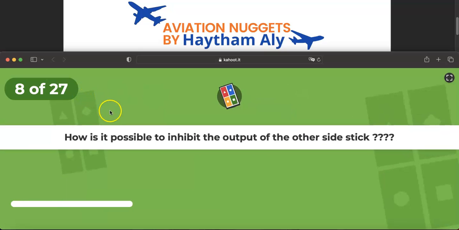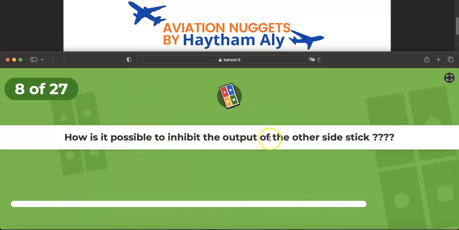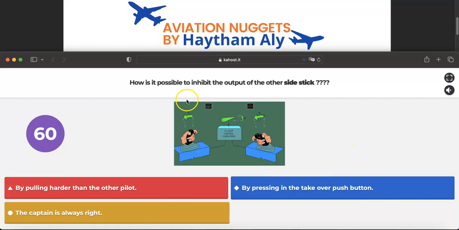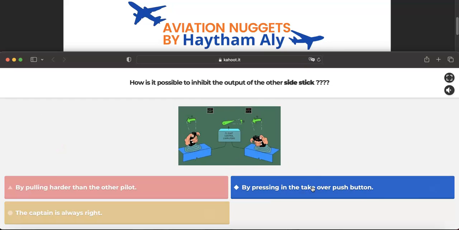Question 8 of 27. How is it possible to inhibit the output of the other side stick? By pulling harder than the other pilot, or by pressing the takeover push button? The captain is always right. So what do you think? How is it possible to inhibit the output of the other side stick? By pulling harder than the other pilot or by pressing the takeover push button?